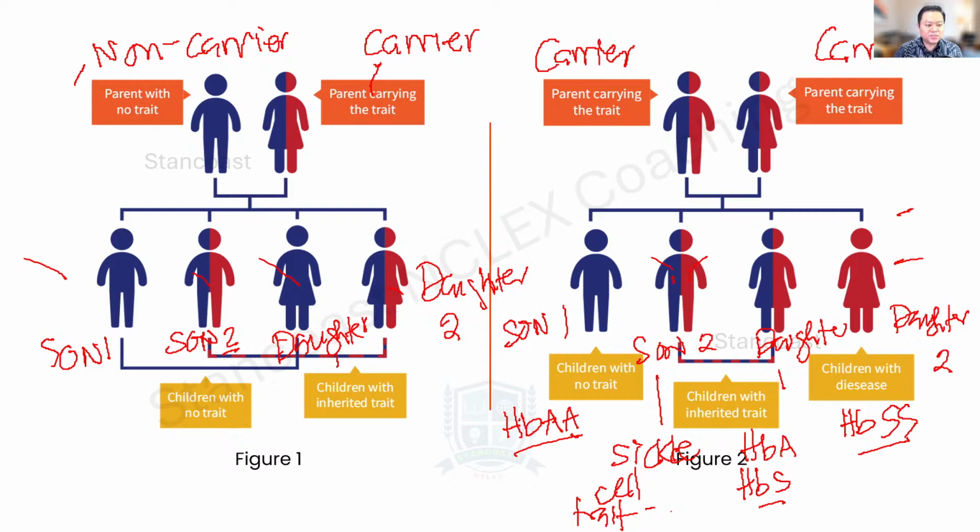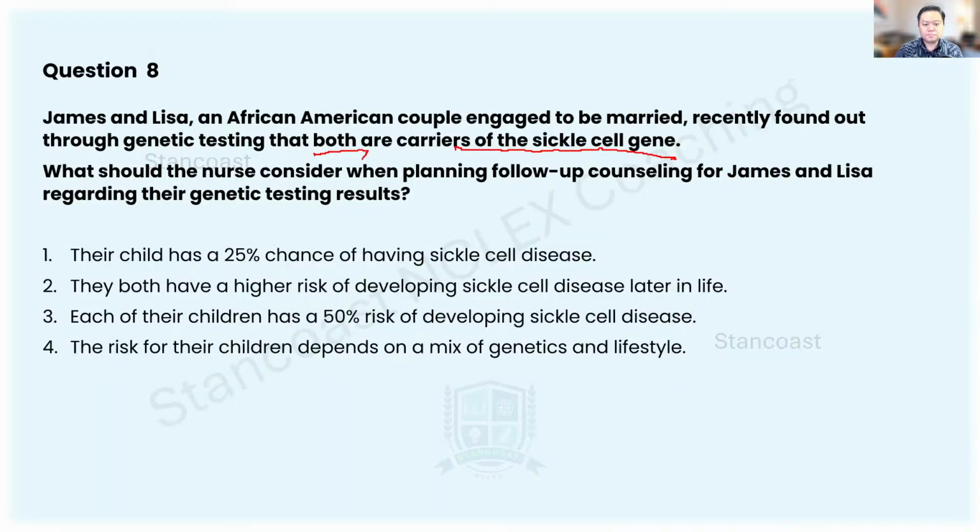So let's go back into our question. What should the nurse consider when planning follow-up counseling for James and Lisa regarding their genetic testing? 1, their child has a 25% chance of having sickle cell disease. 2, they both have a higher risk of developing sickle cell disease later in life. 3, each of their children has a 50% risk of developing sickle cell disease. And 4, the risk for their children depends on a mix of genetics and lifestyle.